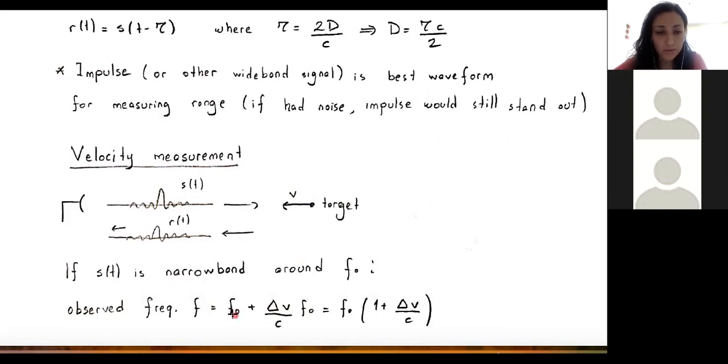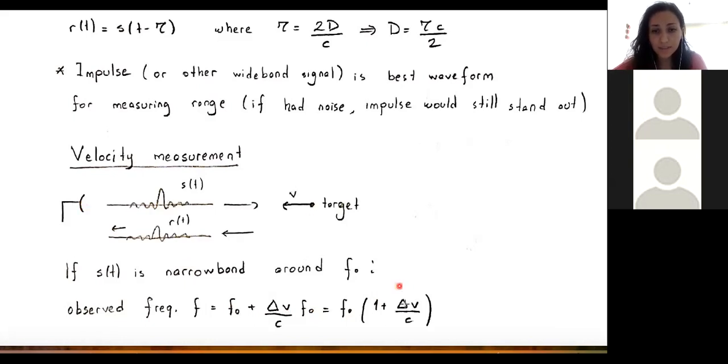So the observed frequency in R of t will be f0 plus V over C times f0, or if you write it in f0 parentheses, it's going to be 1 plus V over C. Here, delta V is representing the speed difference between this point, which is our antenna, which is stationary, it's not moving, and the target.